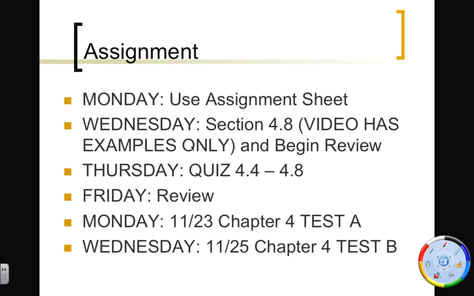All right, so here is kind of a lineup of the next 2 weeks for you. Monday, we want to do the 4.7 section. Wednesday, we're going to do 4.8. I'm going to make a video for that, but it's going to be only examples because they are all word problems. So that's our word problem, kind of real-world examples for using trig. And I also want you to start your review. Hopefully, some of you guys actually try to get ahead a little bit so you can start your review early.